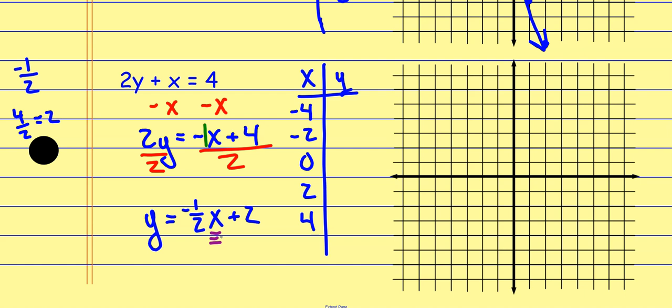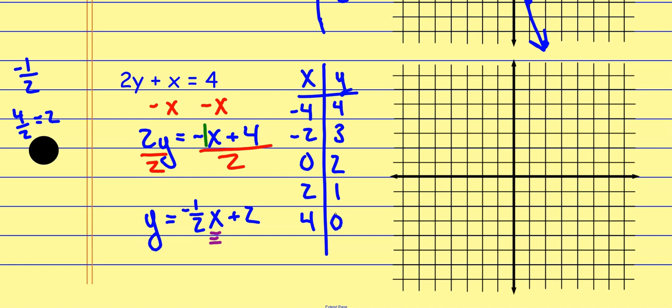Negative 4 divided by negative 2 is a positive 2, plus 2 is a positive 4. Negative 2 divided by negative 2 is a positive 1, plus 2 is a 3. 0 divided by negative 2 is a 0, plus 2 is a 2. 2 divided by negative 2 is a negative 1. Negative 1 plus 2 is a positive 1. 4 divided by negative 2 is a negative 2. Negative 2 plus 2 is a 0.